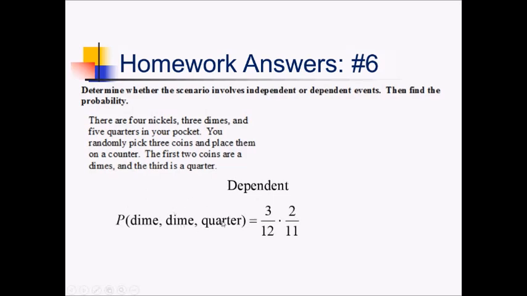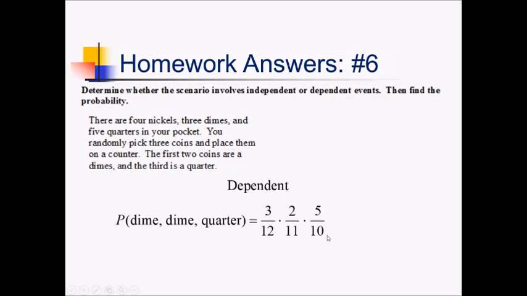And then we go to the quarter, having already picked these 2 dimes. So that means there's 1 less coin again in our pocket. So now we're down to 10 coins for our total possibilities. But since you're picking a quarter rather than a dime, the number of quarters is what it was in the beginning. You started with 5 quarters and you didn't pick any, so you still have 5 quarters. So we'll put a 5 up here.